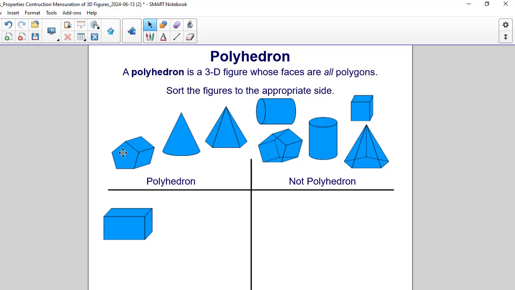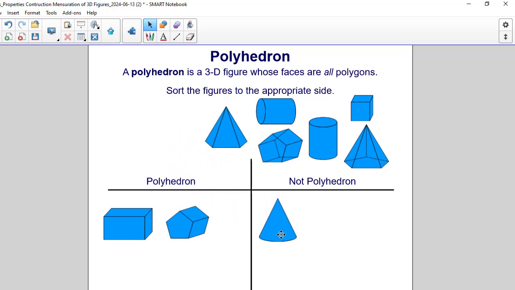The same thing for this pentagonal prism. The bases are pentagons and the sides are rectangles. That is also a polyhedron. This cone, however, is not made up of polygons. The faces are not polygons because the base is a circle and the sides are curved. Therefore, that is not a polyhedron.